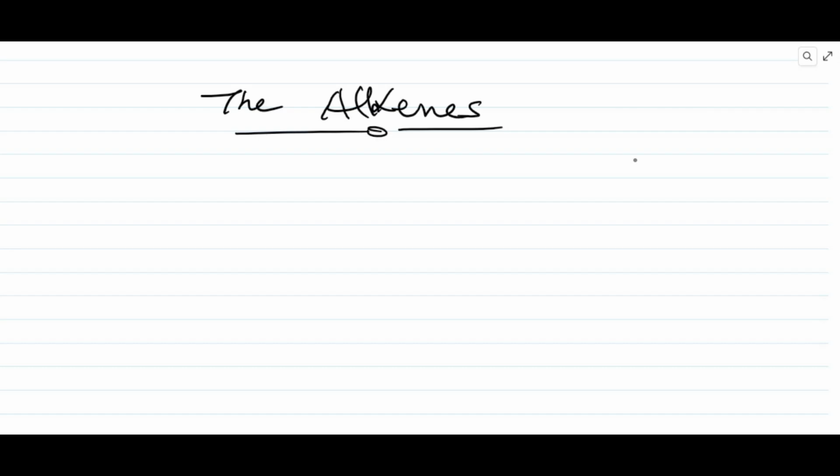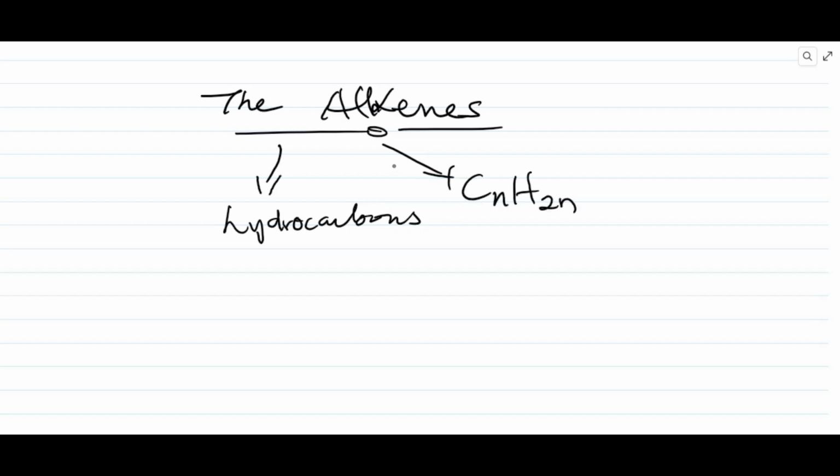Welcome back. So here we will discuss the alkenes, the next homologous series after the alkane family. They are hydrocarbons just like the alkanes, and they also have the general molecular formula of CnH2n. We saw that in the past. And remember their functional groups. The functional group of alkenes is the carbon to carbon double bond.